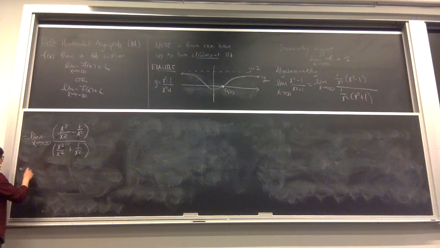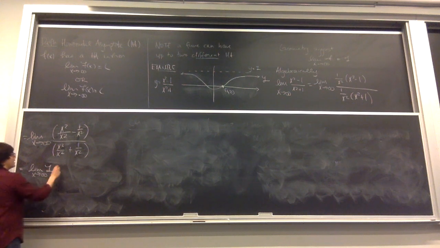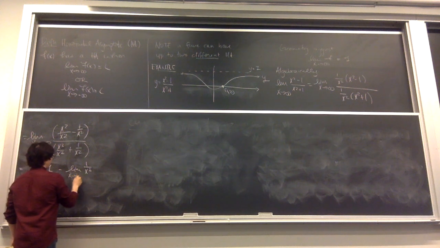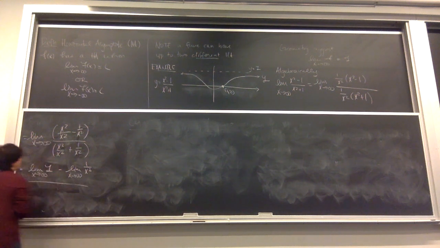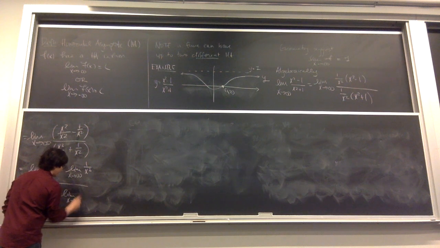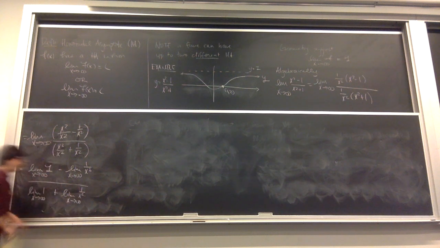Okay, so on the top we have the limit as x goes to infinity of 1 minus the limit of 1 over x squared as x goes to infinity, over the limit as x goes to infinity of 1 plus the limit as x goes to infinity of 1 over x squared. Okay, so what's the limit as x goes to infinity of something that's constant? That constant. Yeah, everyone else needs to understand as well.